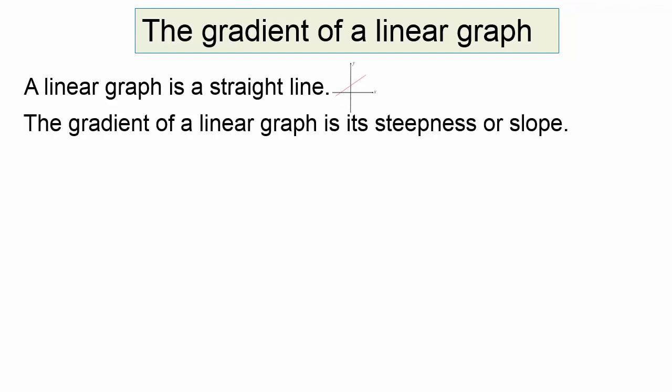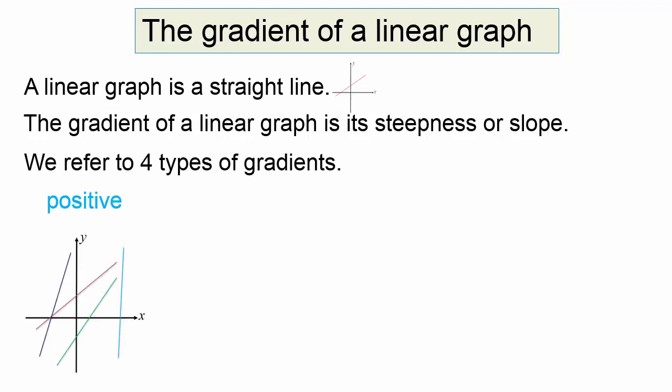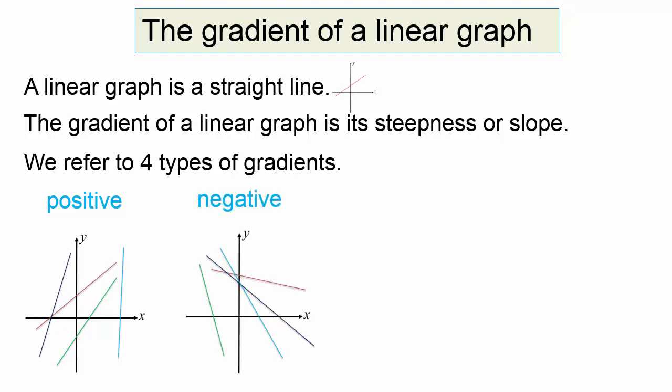We also have that the gradient of a linear graph denotes how steep it is, or its slope. And there are four types of gradients we can refer to. There's the first type. If a line points from the bottom left to the top right as you move along the positive x-axis, then we say that the line has a positive gradient. If the line moves from the top left to the bottom right as we move towards the positive x-axis, the line has a negative gradient.